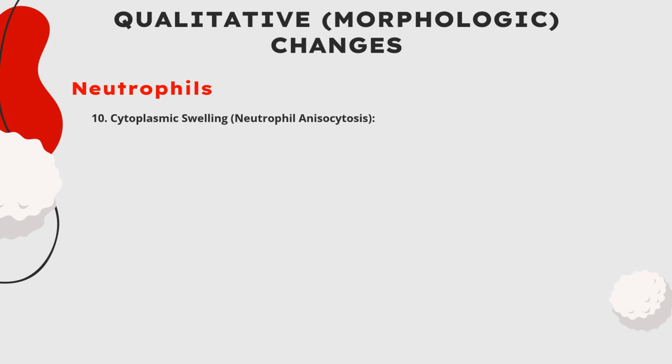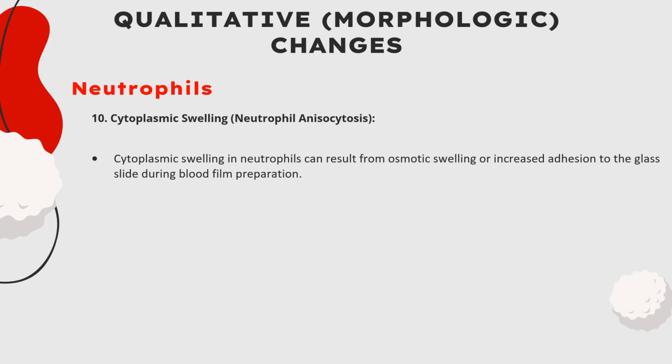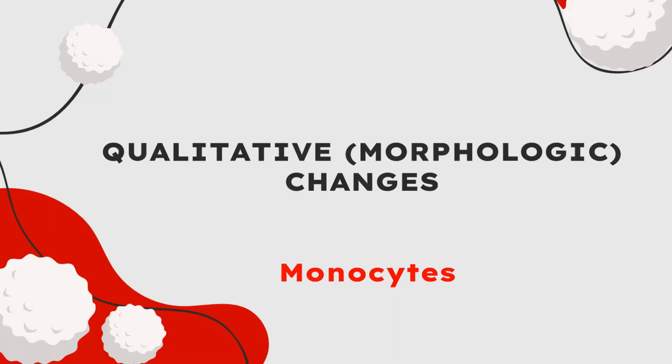10. Cytoplasmic swelling, neutrophil anisocytosis. Lastly, witness the phenomenon of cytoplasmic swelling, an unorchestrated dance that results from osmotic changes or increased affinity for the glass slide during blood film preparation. This symphony of variation, known as anisocytosis, showcases the diverse talents of these cells. Our journey continues, propelling us into the realm of monocytes, those steadfast defenders with their own stories to tell.